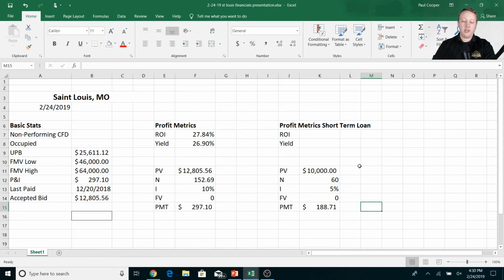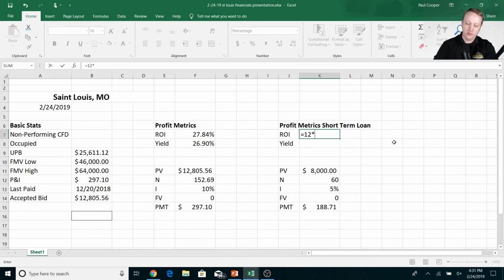All right, so now we're going to calculate it that we bought it at, that it's a performing note, and we're going to buy it for 80% of its current value. So we're going to pay $8,000 for it. So our ROI would be 12 times our monthly payment of $188.71 divided by 8,000. So our ROI is 28.31%. It's very good, especially for a performing note.